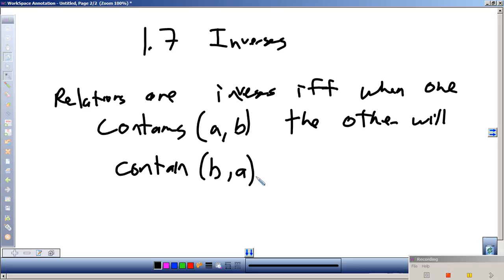So this is basically our rule for inverse relations. If one of them has the point A, B, the other one has to have B, A. So if we had 3, 2, what does the other one have to have? 2, 3. So that would mean these two are inverses.